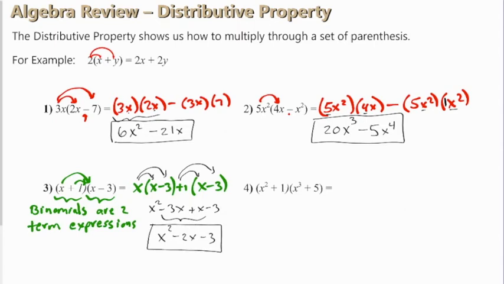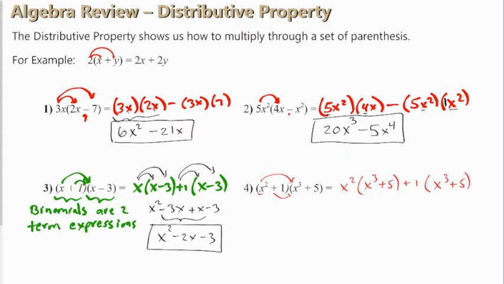So you can pause the video and try problem number 4 on your own and see how you do, and then unpause to see it worked out. So we're going to start by taking this x squared and distributing it to the parentheses. So x squared times x cubed plus 5. And then we take this plus 1 and distribute it to the parentheses. Plus 1 times x cubed plus 5.